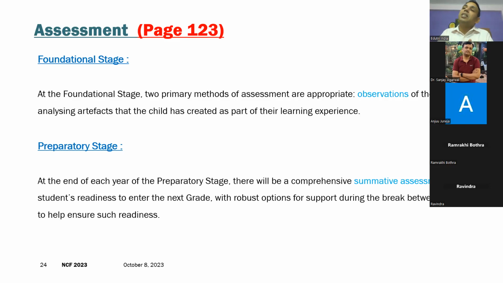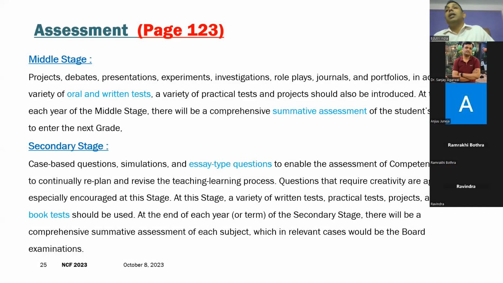Now, in the preparatory stage, that is 3, 4, 5, they are talking about summative examination. From here, there can be a pen and paper test at the end of the year. Now, in the middle stage, along with summative examination, they are talking about oral examination. So there can be some debate, discussion, you can ask some questions, they can reply, viva and all, whatever we used to do, that can be part of the middle stage. And in the secondary stage, that is 9th, 10th, 11th, and 12th, they have given two terms: open book test and essay type questions.